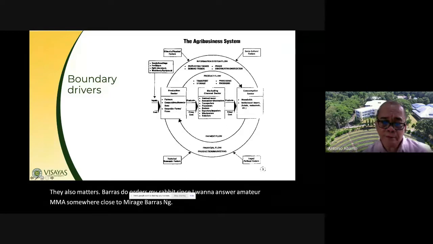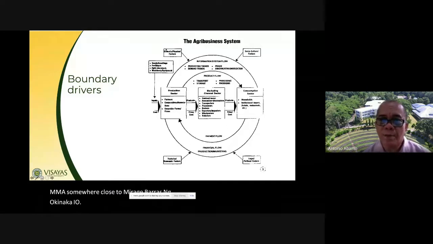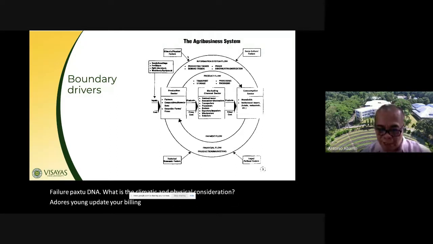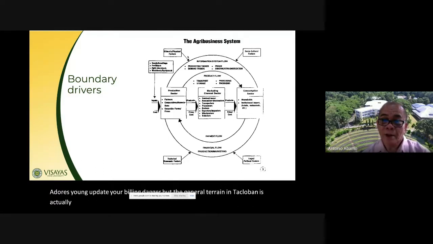It was very good, but the study failed to consider the climatic and physical considerations. He believed that the sea was far, but the general terrain in Tacloban is actually plain, no? Tacloban is plain, like a peninsula.